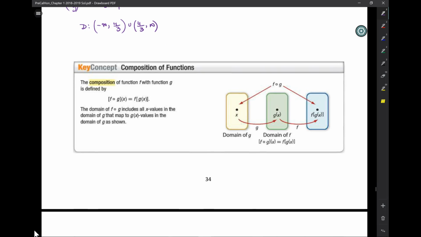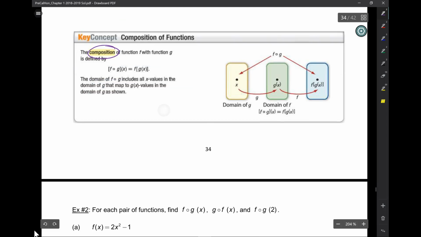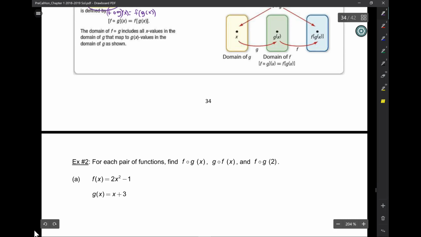So, composition of functions. A composition of functions, f with g, is when you have one function that gets inserted into another function. Normally, you've seen this, right? F of g of x. Okay, what's the new notation? F, we have a little circle, g of x. They mean the same thing.